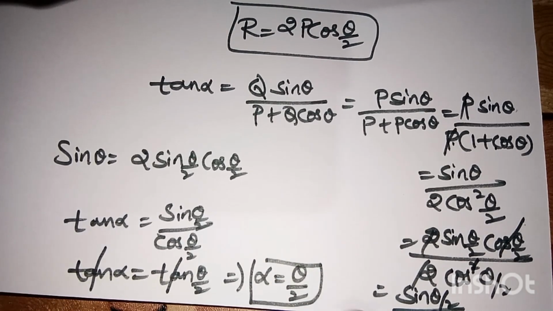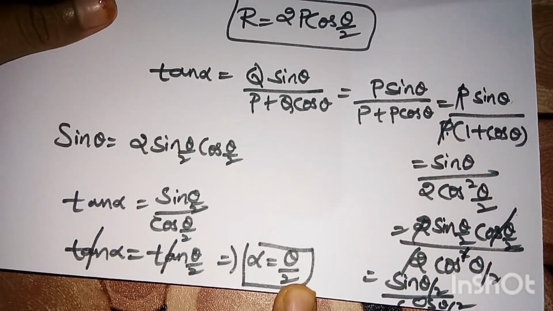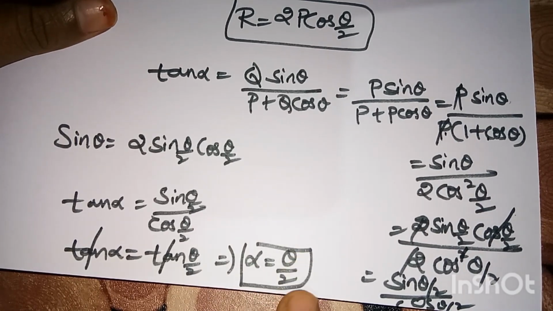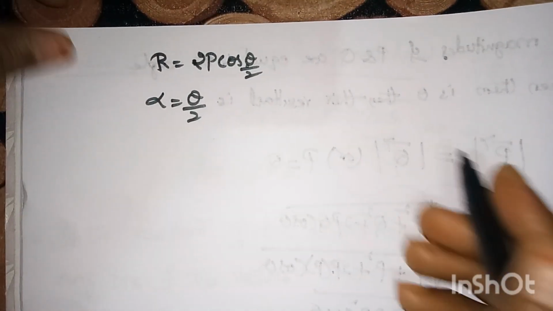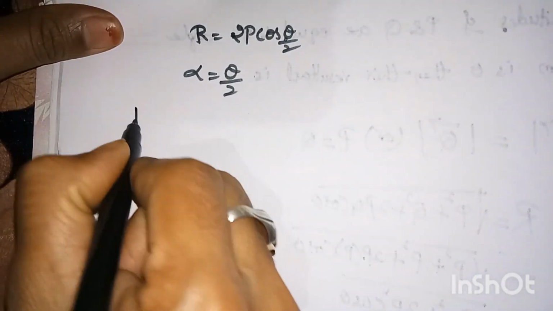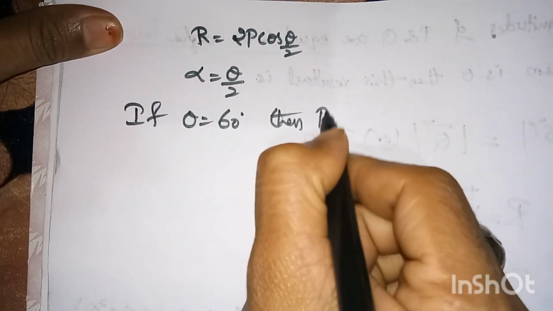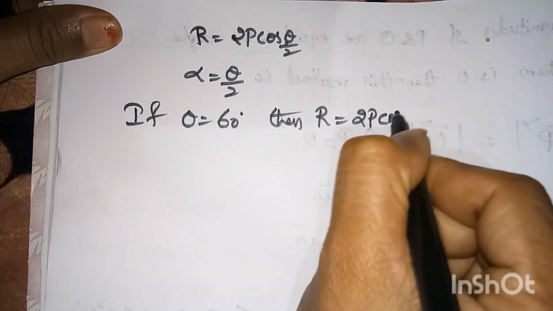So this is the angle between the resultant and the first vector. So alpha equals theta by 2. When magnitudes of two vectors are equal, we will get R as 2P cos theta by 2 and alpha as theta by 2. If theta equals 60 degrees, then R becomes 2P cos 60 by 2.